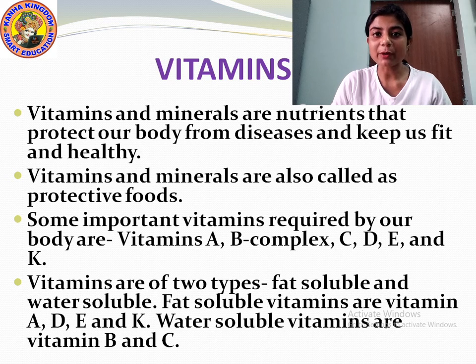Vitamin A improves our eyesight and keeps our skin healthy. Then vitamin B complex is needed for various functions of the body, the functions that go on in our body. Vitamin B complex is needed to perform various types of functions in our body.